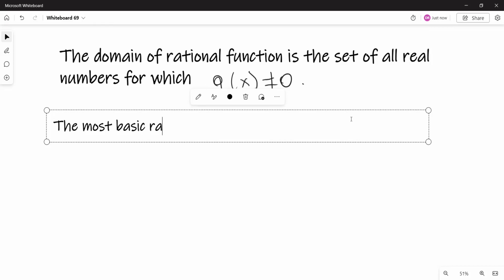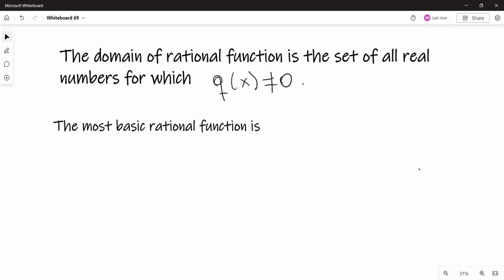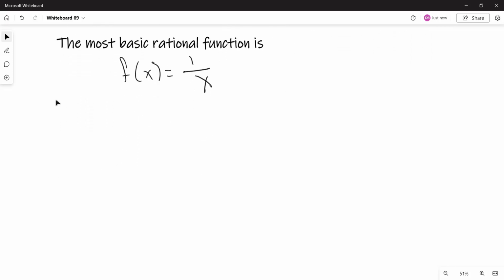Or the most basic rational function that is not a polynomial. So that's f of x equals 1 over x. Like we did with the basic functions, we are going to make a table and have an idea of what the graph looks like.